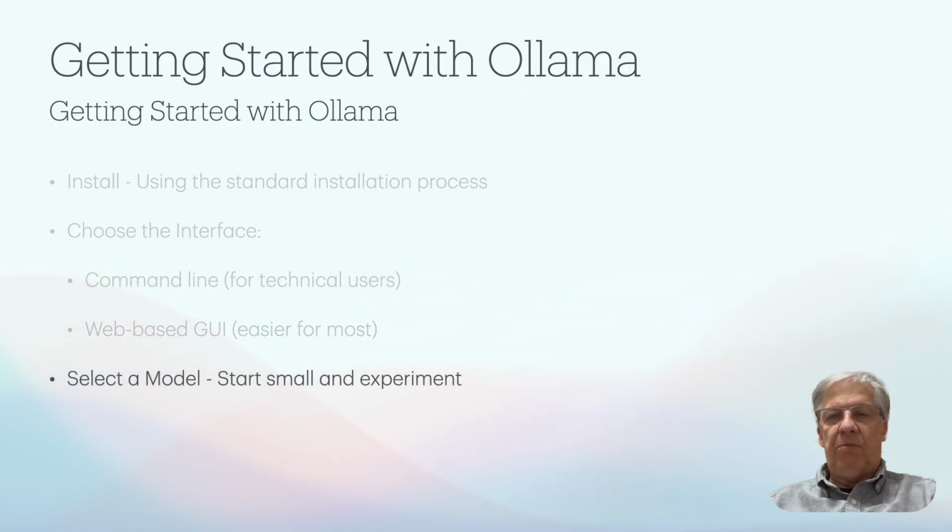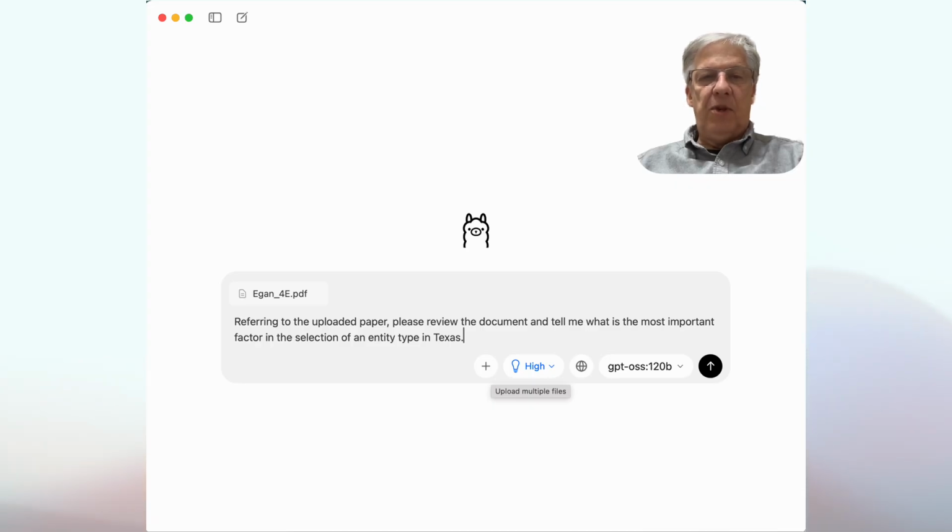So you just select some models, start experimenting. It's all about choice, right? This is actually a picture of what the Ollama interface looks like, kind of a standard thing. In this case, I uploaded a PDF file. It was on entities, and I ask a question like you would, the standard prompt. This is a short prompt, obviously, because I know what the answer is.